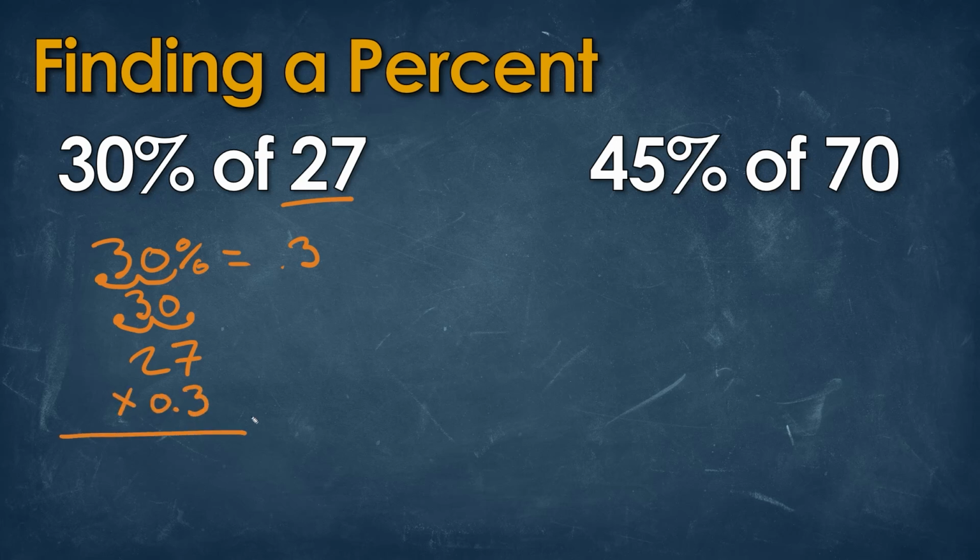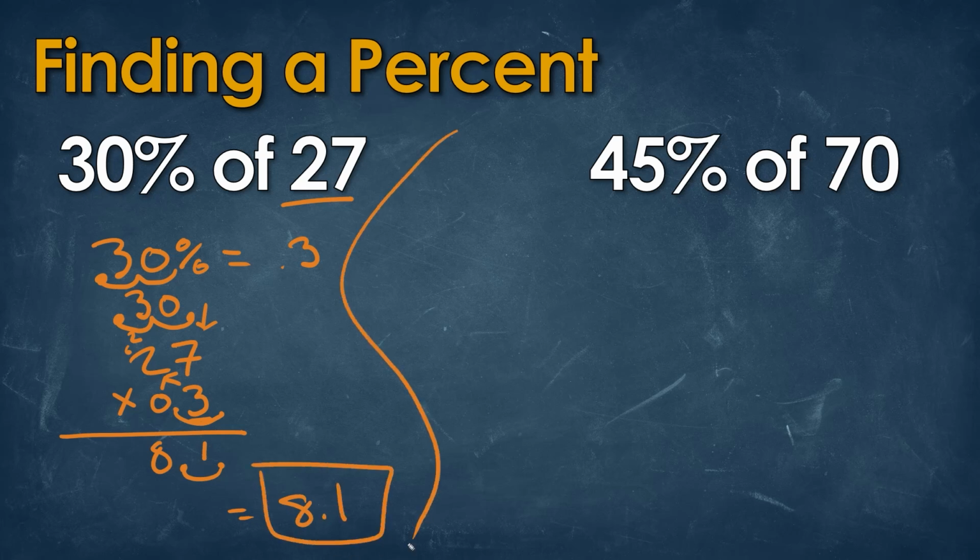And remember, whenever we're multiplying, we always start with the value on the right. We multiply by the number on top, so 3 times 7 is 21. We put the 1 here and carry that 2 over to the next number. We multiply across, so 3 times 2 is 6, plus 2 is 8. We have one decimal point, so we need to move the decimal point over 1. So our answer is 8.1.